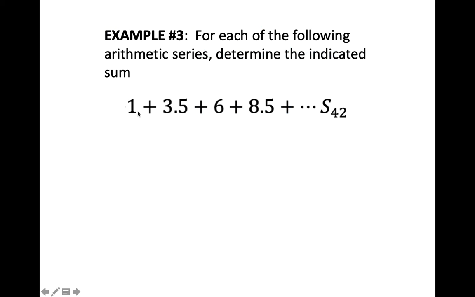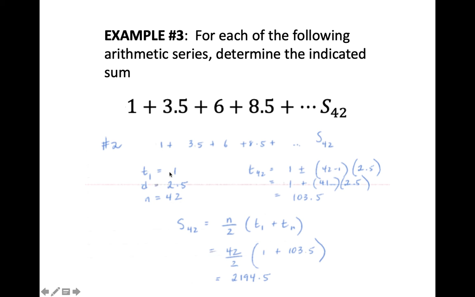Okay, just double checking to see if this is arithmetic. It looks like I'm adding 2.5, 2.5, 2.5. Good. So they want us to find it all the way to the 42nd term. So first term's 1, constant is 2.5, and the number of terms is 42. Before I go anywhere, I think I'll stop and figure out what the 42nd term is. So I take my first term plus, that's not plus or minus, but just plus, 42 minus 1 times the constant, and that gives me 103.5.